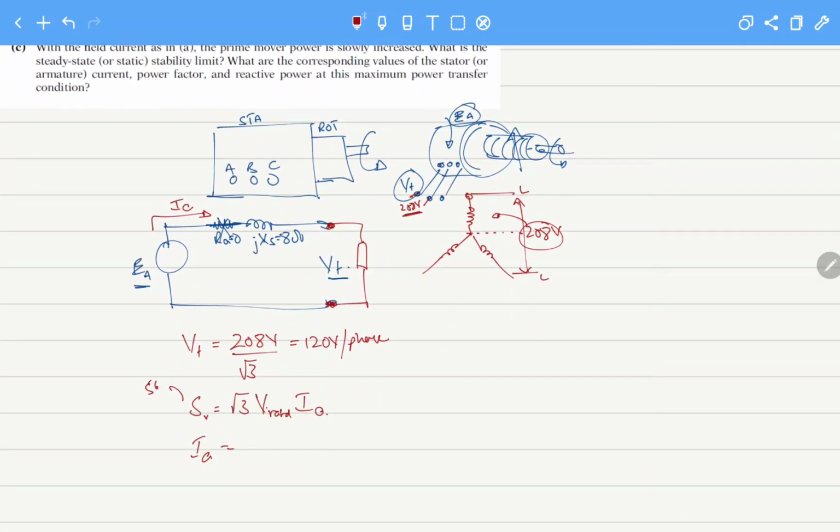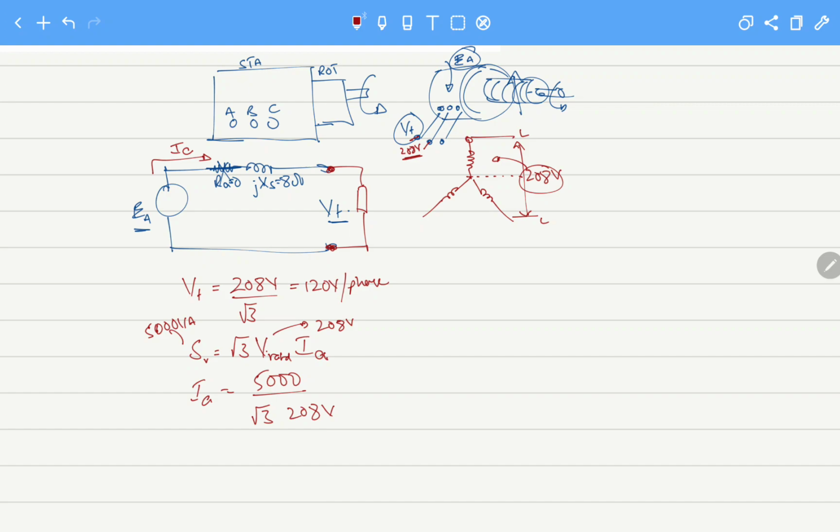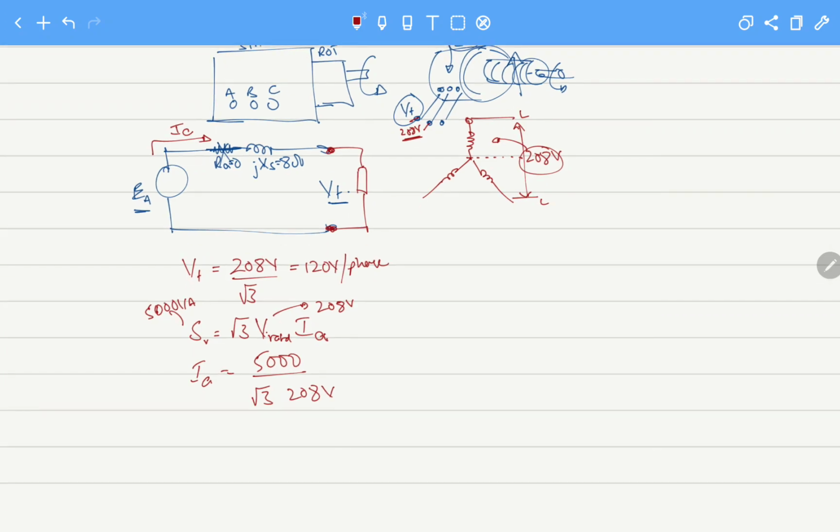Here we have 5000 VA. V rated is 208 volts, and this will be the current. So this will become 5000 divided by root 3 into 208 volts, and this will become IA equals 13.9 amperes.